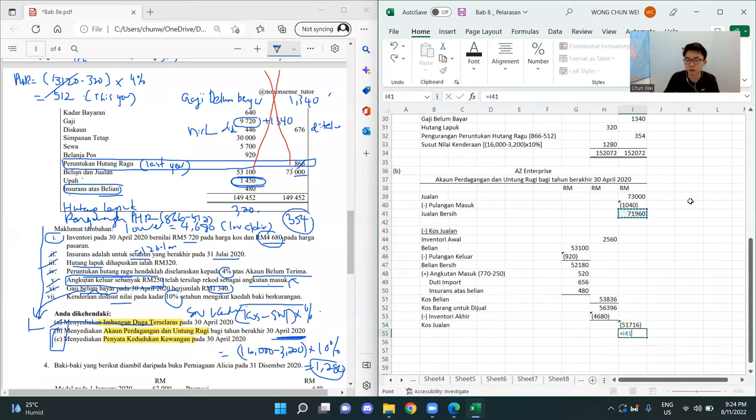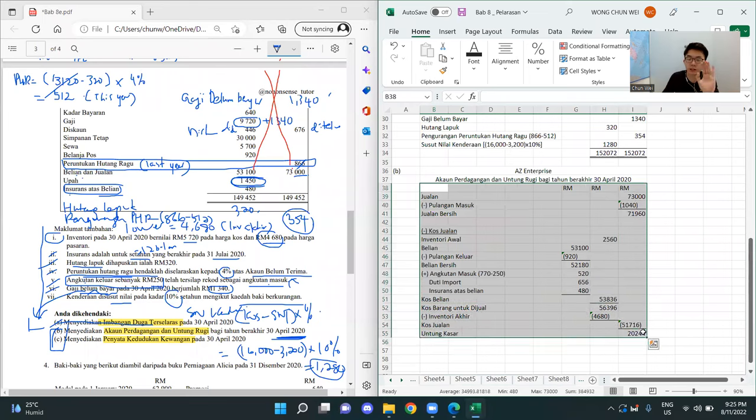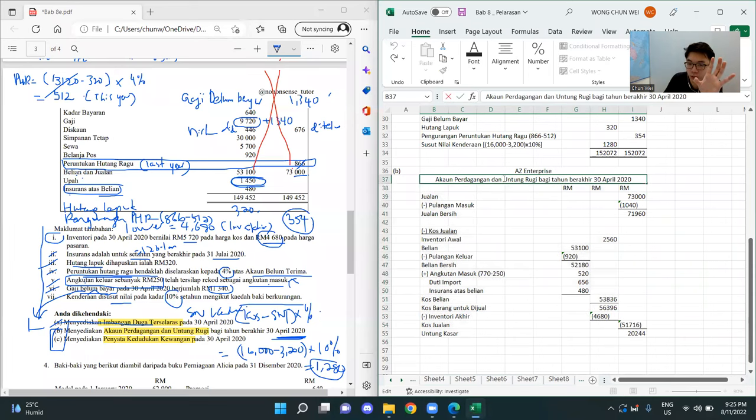So it's 71,960 minus the cost jualan, you get 20,244. This is the untung kasar. So we already completed account perdagangan. So this is account perdagangan. All right. So after account perdagangan, we have to do the second part, which is the untung rugi.